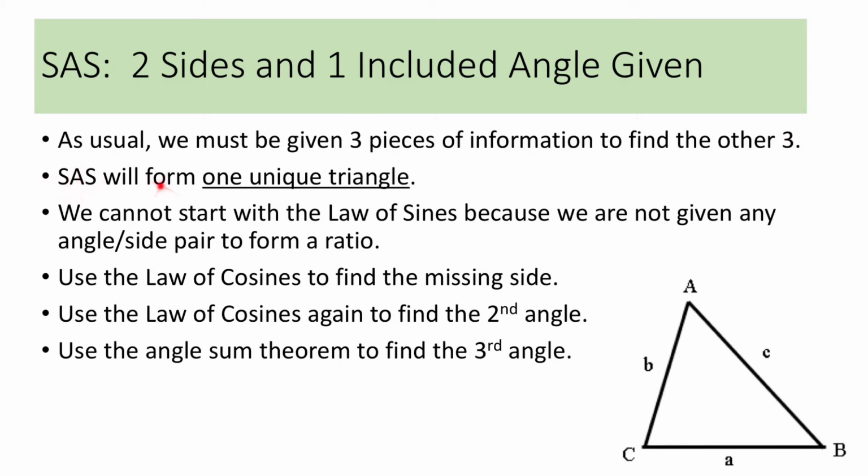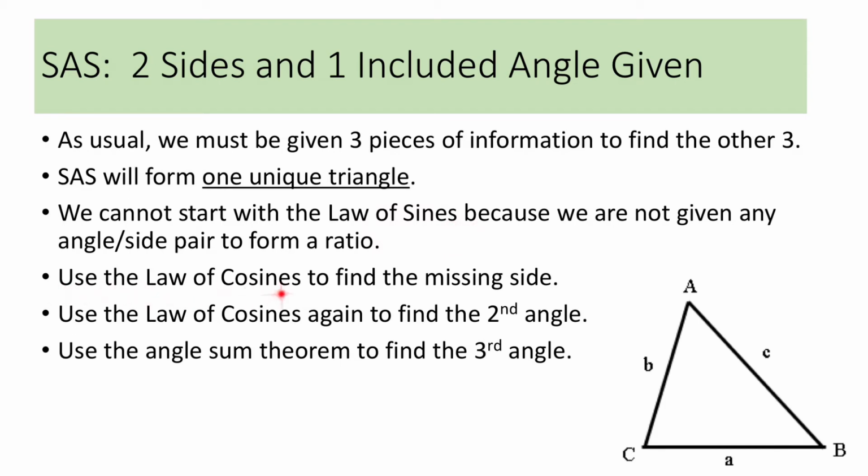The SAS case will form one unique triangle, so we don't have to deal with the ambiguity that we had to deal with in SSA. Notice that we cannot start by using the law of sines, because if we have a side, an angle, and a side, we don't have a ratio that we can set up. We're not given the opposite side to the angle that we're given. So we can't start with the law of sines.